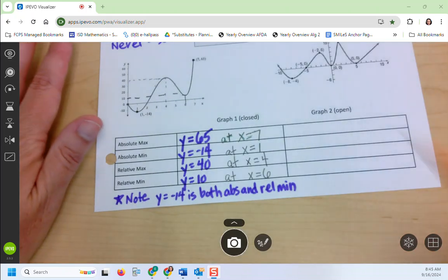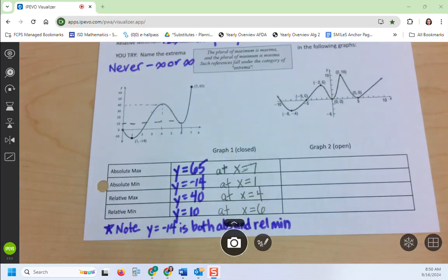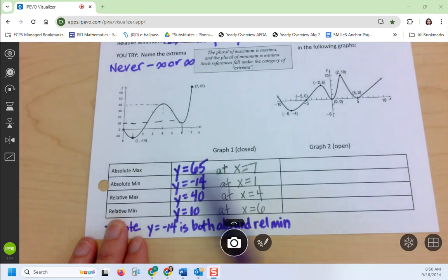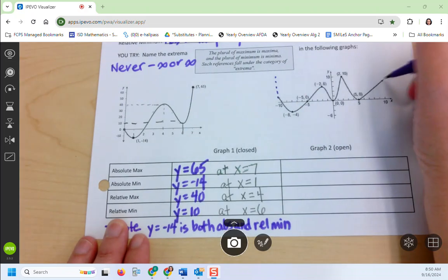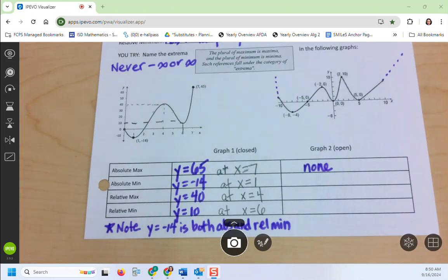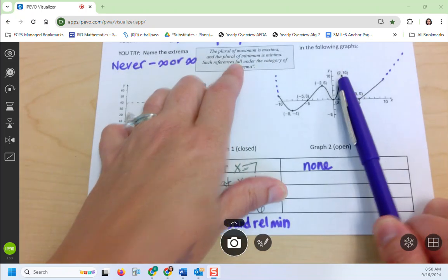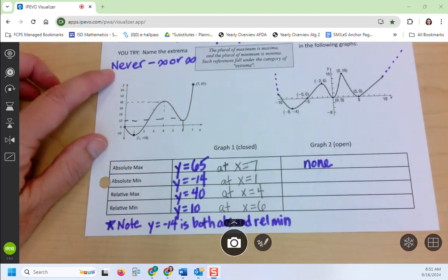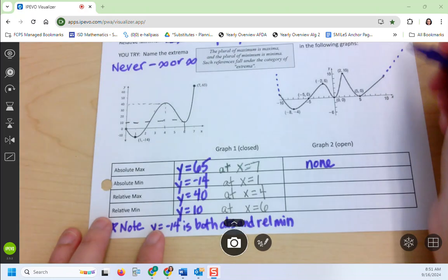So I'm going to ask you guys next to try to identify all the maxima and minima on this graph on the right. Remember I told you that the answer will never be infinity or negative infinity. So for the absolute maximum, since it goes all the way up to infinity, we're not listing this one as absolute maximum because it keeps going up. You write none. You never write negative infinity or infinity as an answer because we can't get to that. So when it goes to infinity, you're going to write none.